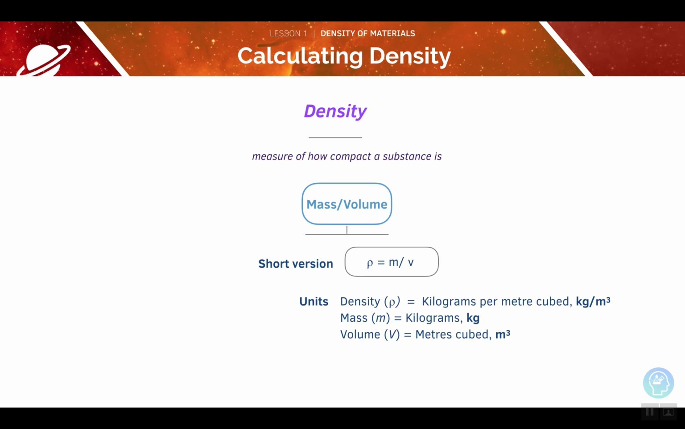Density is represented by the symbol ρ. The units should be pretty familiar to you, as we've seen them in another tutorial. Remember, the units for density in this equation are kilograms per meters cubed.